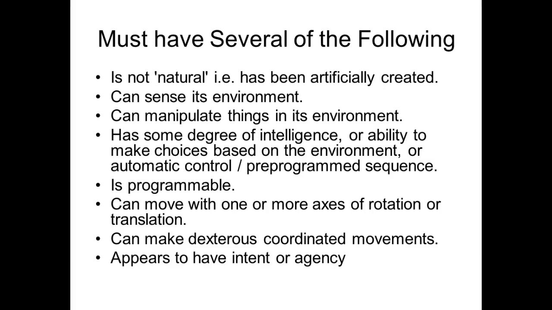Is programmable, can move with one or more axes of rotation or translation. So what they're saying, or translation, is it doesn't have to be a rotary axis. It can be a linear axis. We have two types of axes that will run robots. On the manufacturing line, you can see both those types of robots. One of them has linear axes and one of them has rotary axes. All these have rotary axes. Can make dexterous or very fine coordinated movements and appears to have intent and agency, which is a good term.